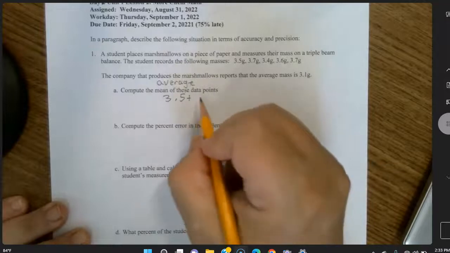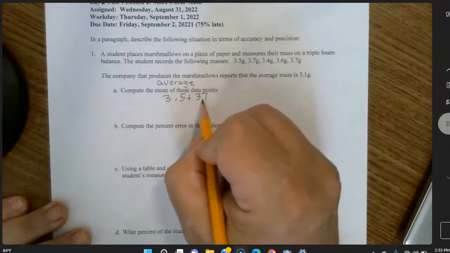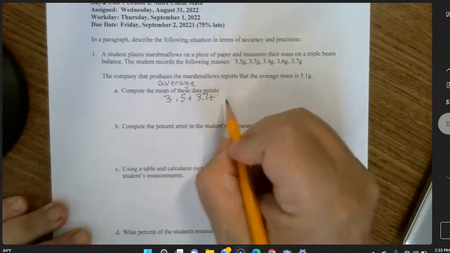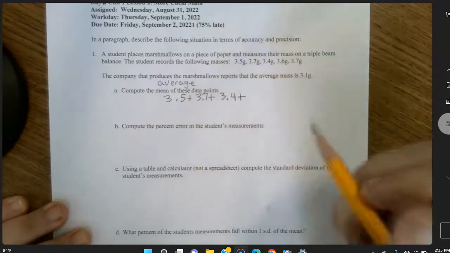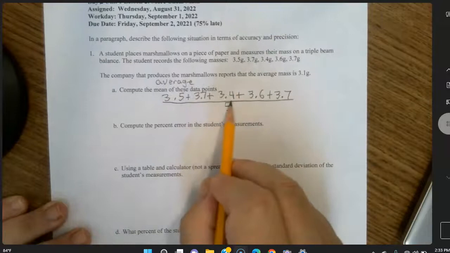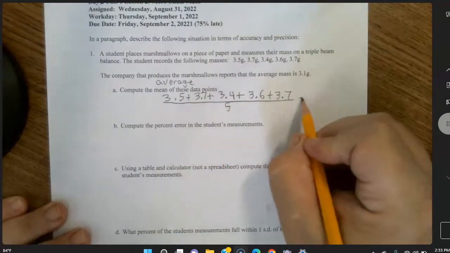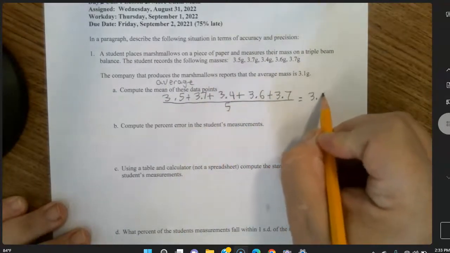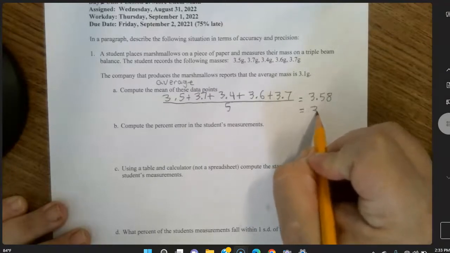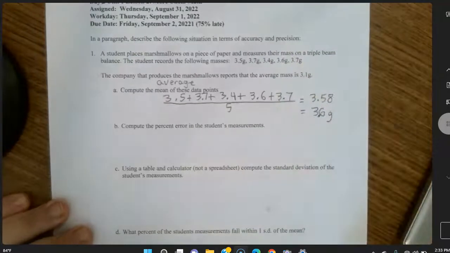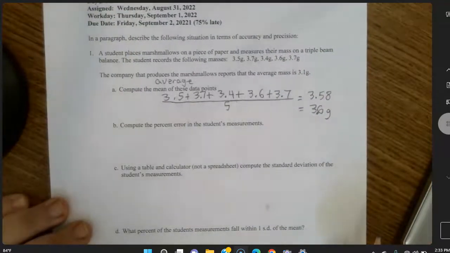I'll omit the units of measure as I'm writing the numbers. We generally don't do that in chemistry, though, or in science. Add these 5 numbers, divide by 5, and you get 3.58, which we are simply going to call 3.6. And now you do put the units of measure. Always put units of measure. 3.6 grams is the average.